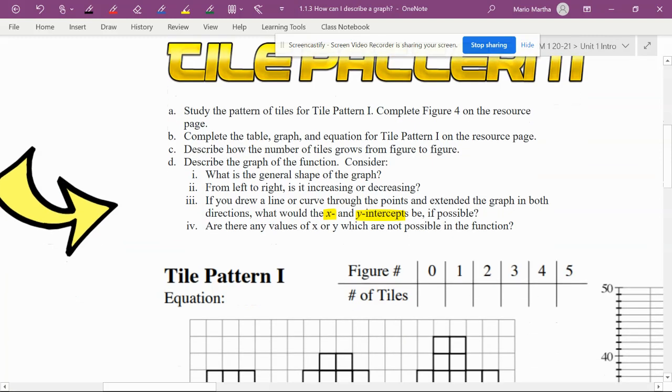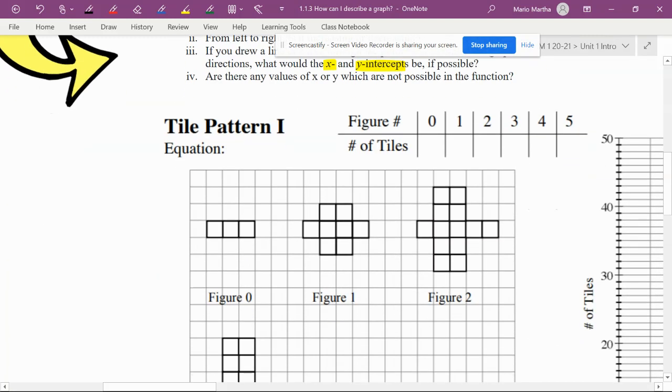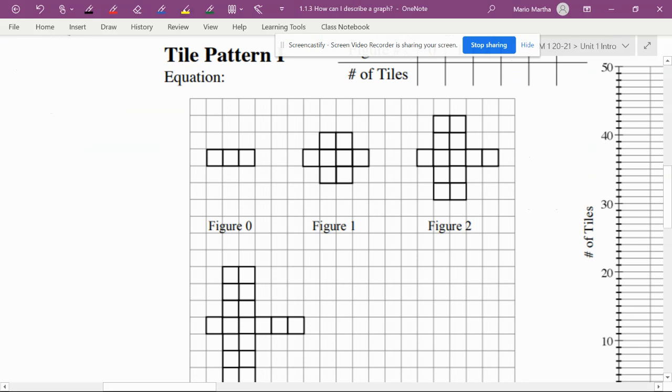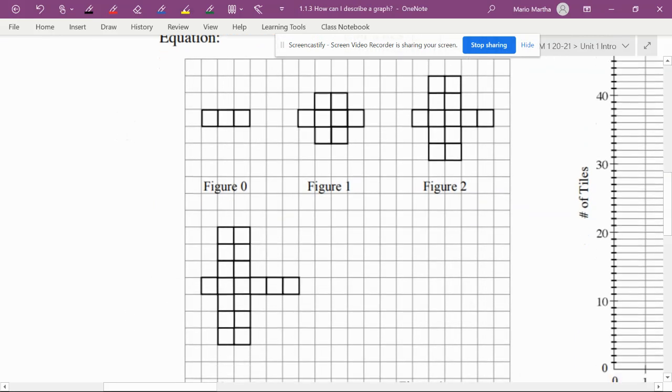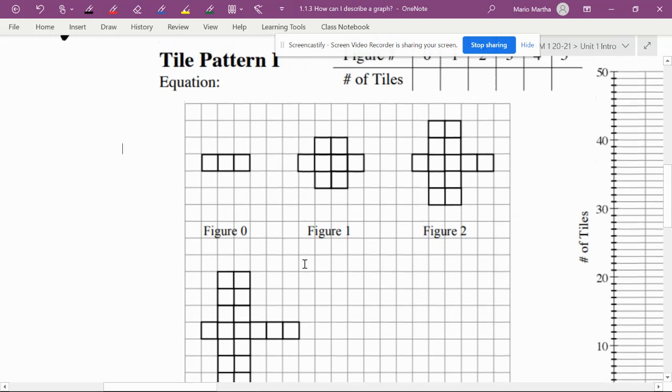So let's look at tile pattern number 1. One of the things that I suggest you do is, first of all, start looking at how the pattern grows. What I like to do is color in the ones that are always there, the ones that I started with. I know those are 3. How did it grow from one shape to the next? How many did I have to add? I had the 3 original, and then I added 5 more.